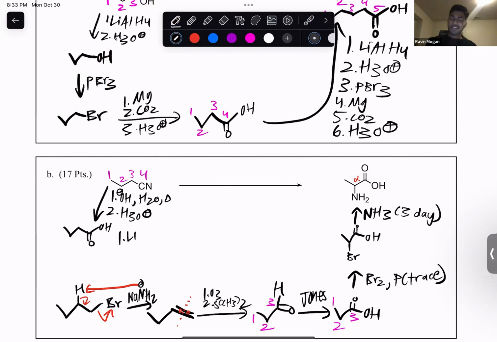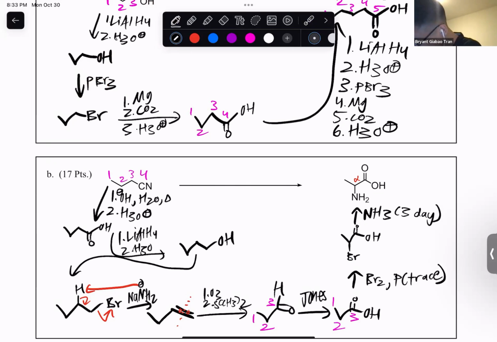For 17 points, this is a crazy synthesis. I know, there are so many steps. Look at this. What the heck? It's crazy. Okay, and now from here to the PBr3. And then that's it.